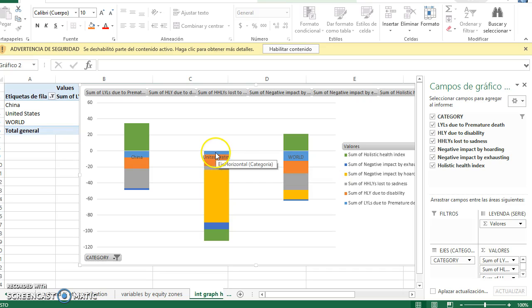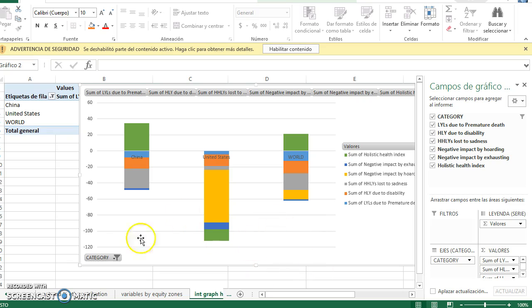In fact, the States has slightly lower life expectancy than what ideally we could be aiming at, like the one of Japan. So China is on 34. They lose on sadness a lot. They lose on disability. They lose on premature death, and there's some loss on the effect on nature. This is growing, in fact.